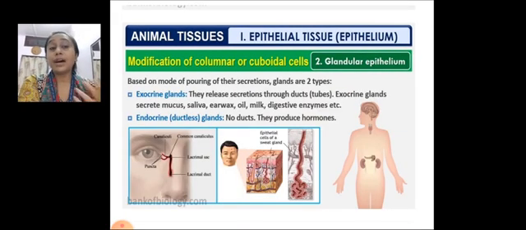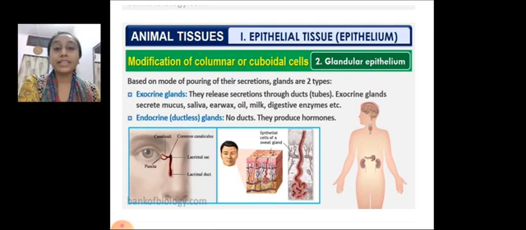Then we divided the glandular epithelium based on their means of pouring. If the glandular epithelium is pouring with the help of some ducts, then we name them as exocrine gland. This is another classification, exocrine glands. Exocrine glands do not release hormones. Remember, they are releasing oil, sweat, sebum. We studied all these things in the last class.